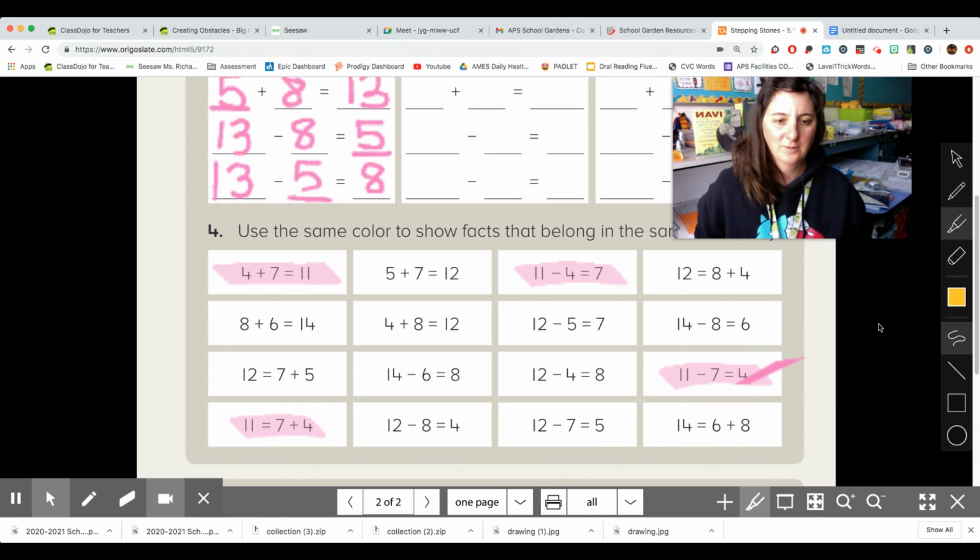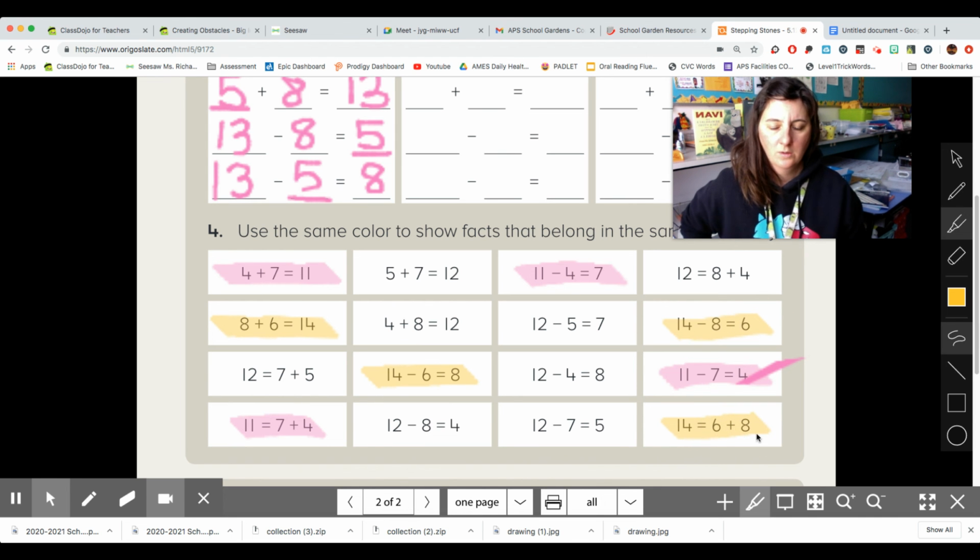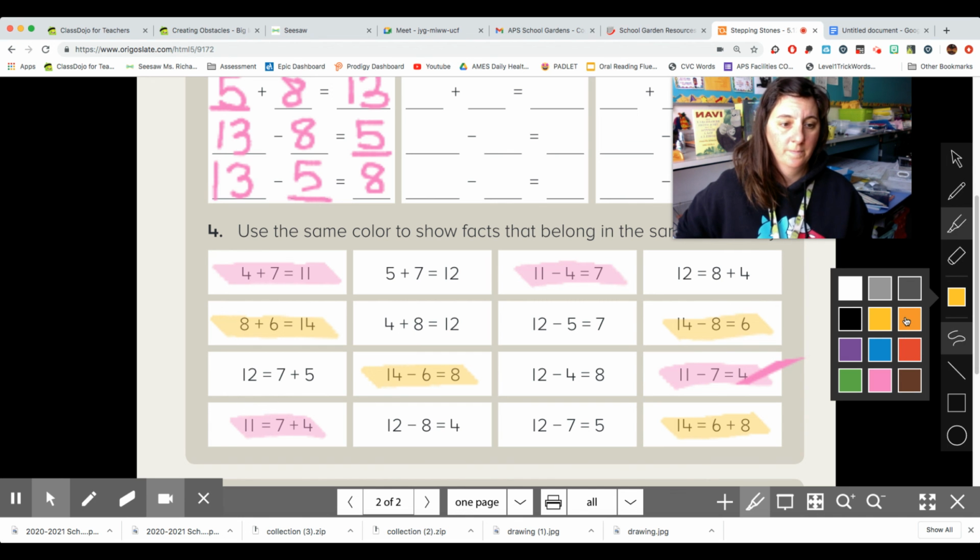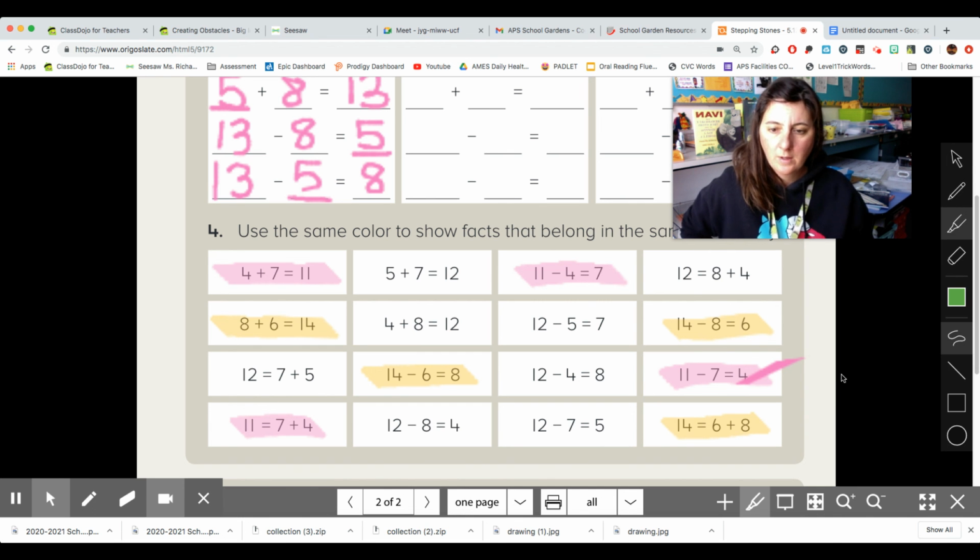Go back to yellow. Okay, so the second one down here, 8 plus 6 equals 14. So we're going to look for equations that have 8, 6, and 14. 8, 6, and 14. So those are the 4 facts that go with that fact family. Then you're going to switch colors. You guys can use whatever you want for this, markers, crayons, highlighters, whatever. And then start working on the next one, okay?